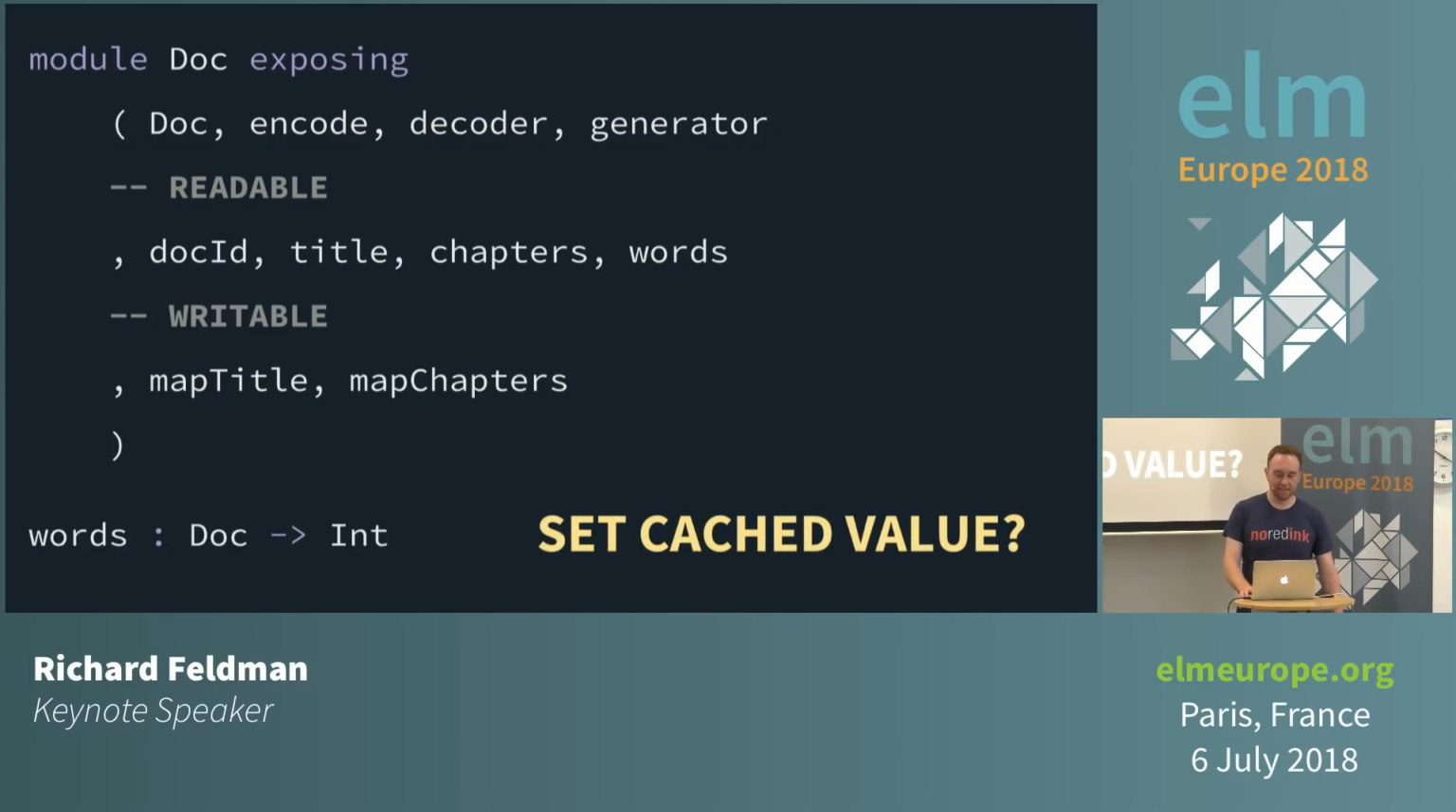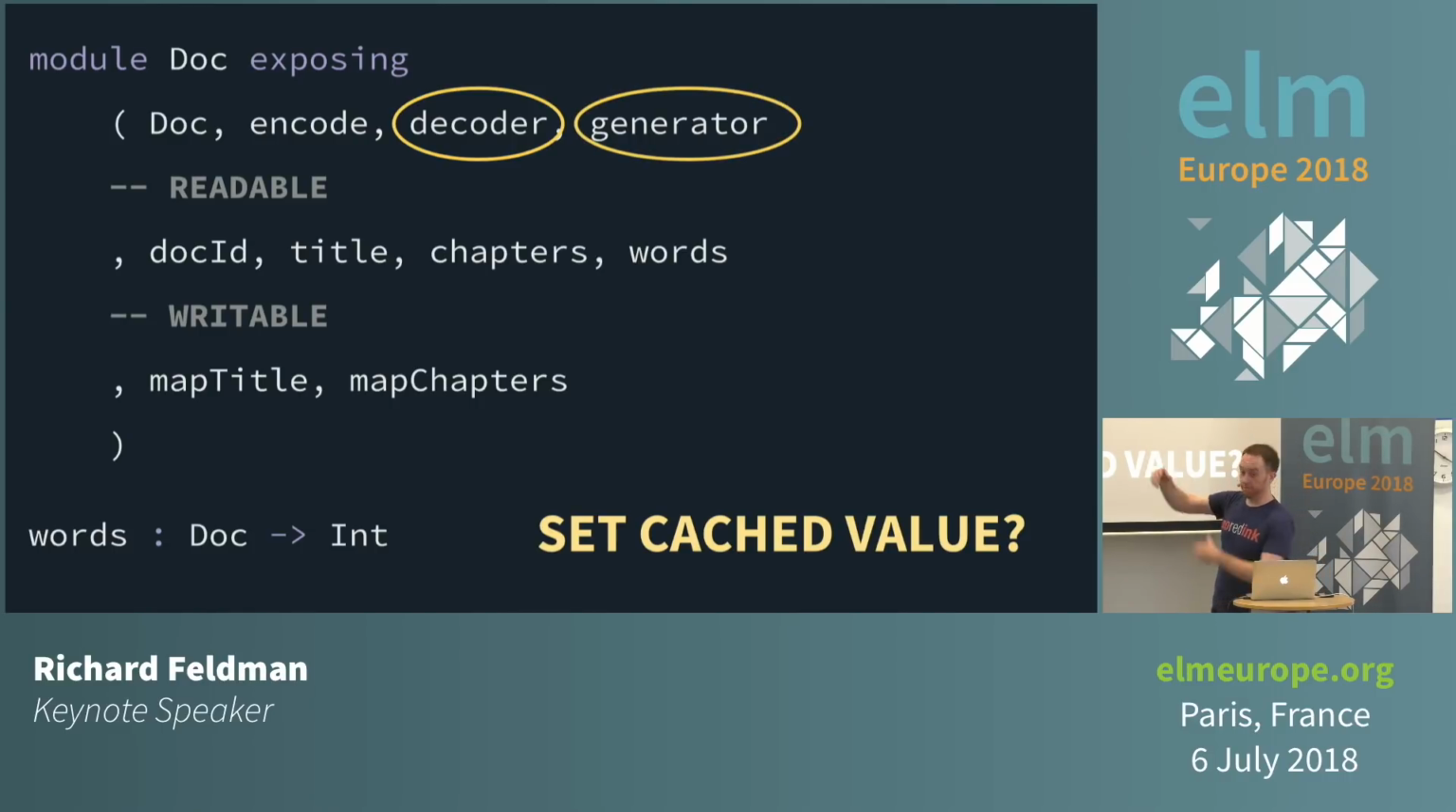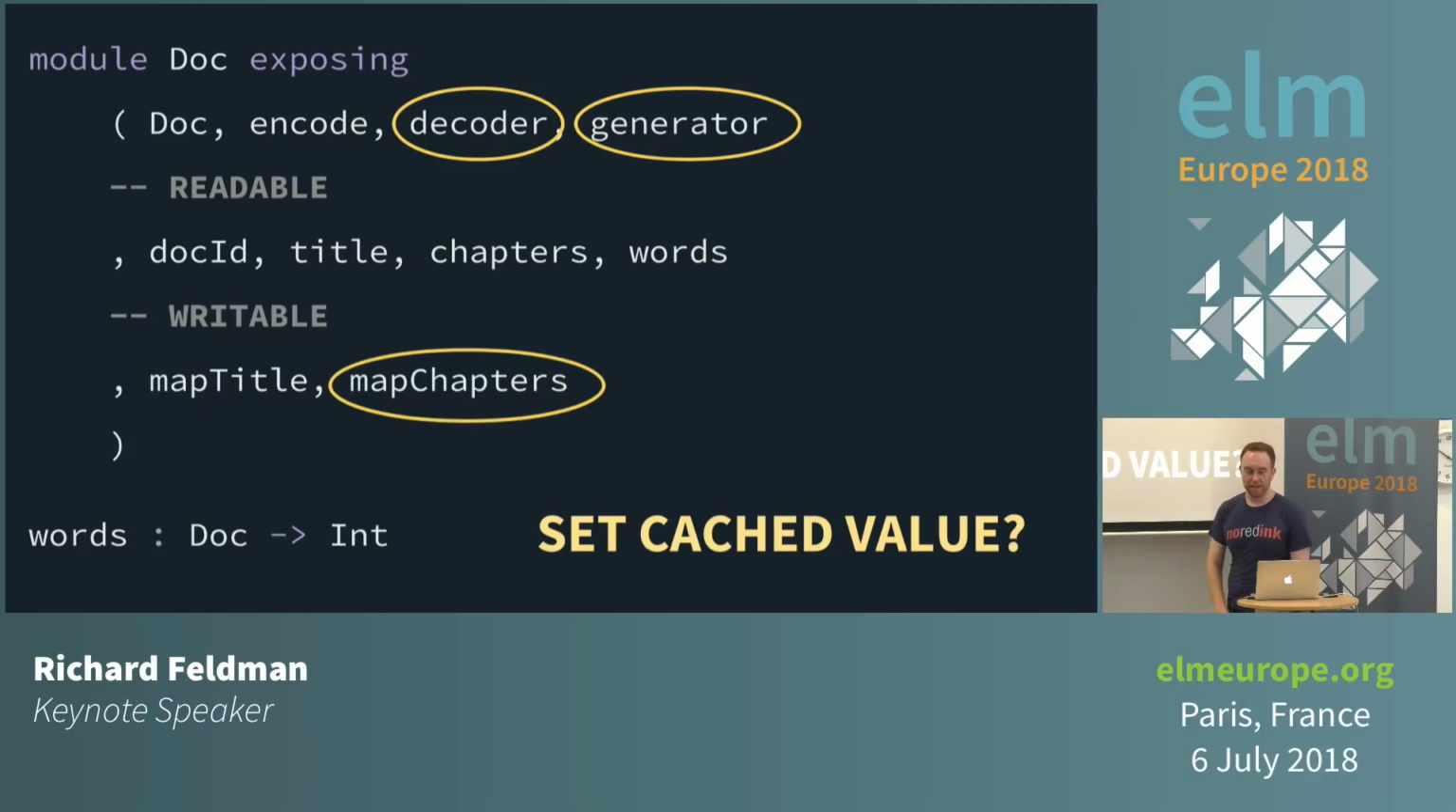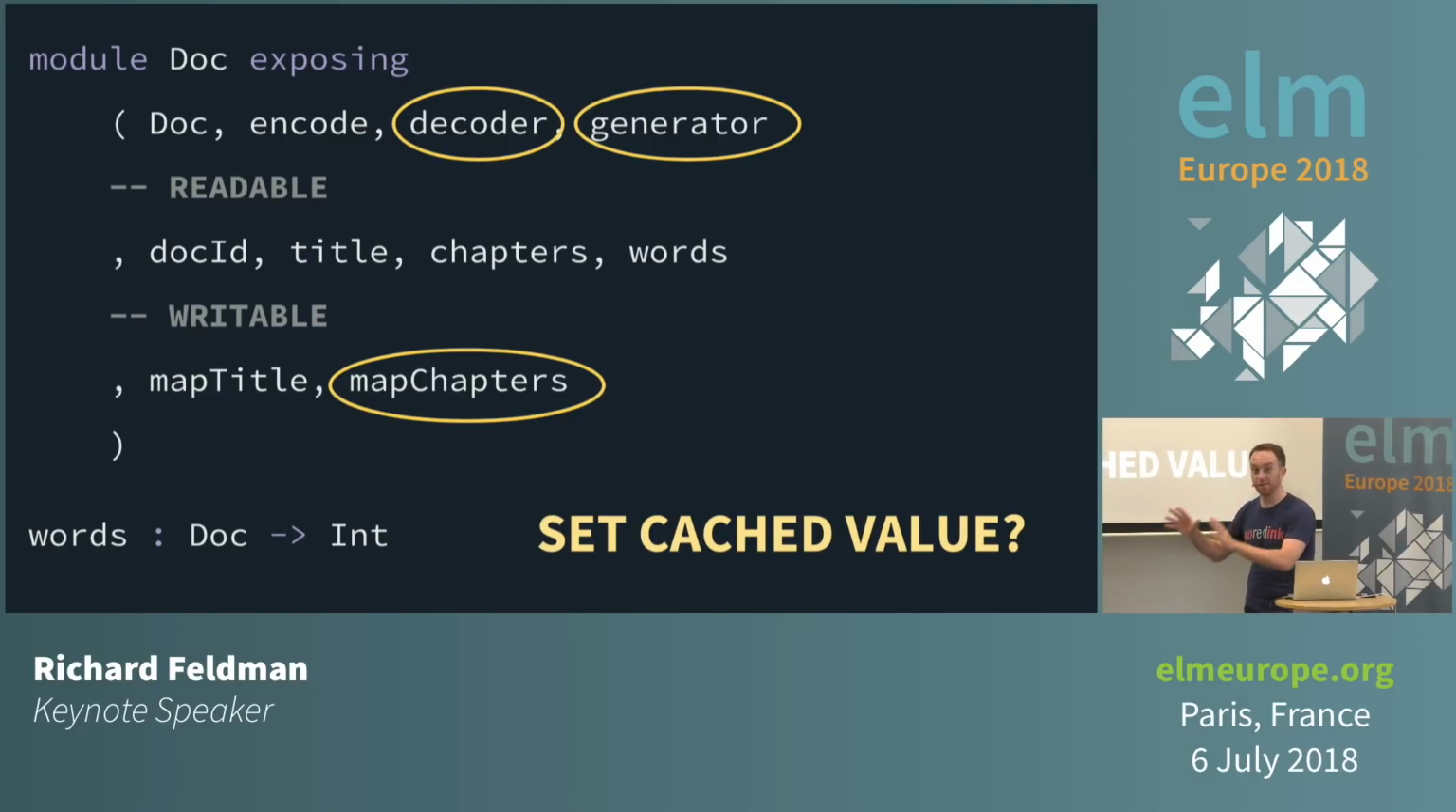Well, if I need to set the cached value, I'll make sure the decoder does it. Like when I'm decoding the word count, if I don't get it from the server, I'll calculate it and cache it. The generator itself, when I generate a new one, I'll set the word count to 0. And then map chapters might need to recalculate it. Done. That is 100% of the ways in the entire universe that this cache will be invalidated.